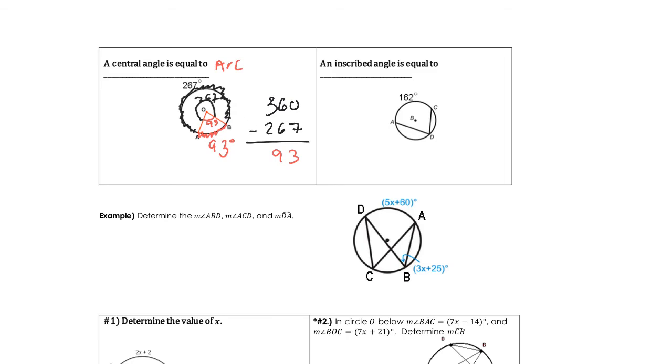So the inscribed angle over here is equal to half the arc. So if A to C is 162, this arc, then this angle D, it's not in the center, so it's not equal to 162. We have to do 162 divided by 2, or take half of it. And it is 81 degrees. So now we're going to do the same thing, but with some variables.